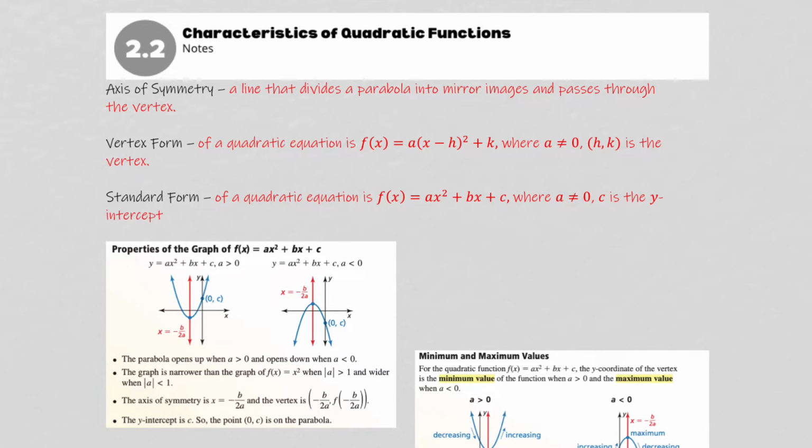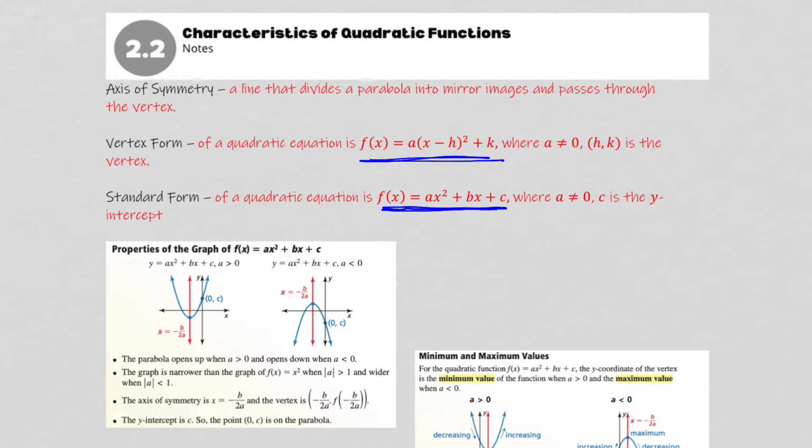So we talked about axis of symmetry. It was that line that divides the parabola in half, right? It's a vertical line, goes straight through the vertex. And we've been dealing with vertex form. This is how we graphed them in 2.1, where H and K are the vertex, okay? And A is either the stretch or shrink, and if it's negative, that's a reflection. Standard form is new to us, and we're going to cover that today, okay?